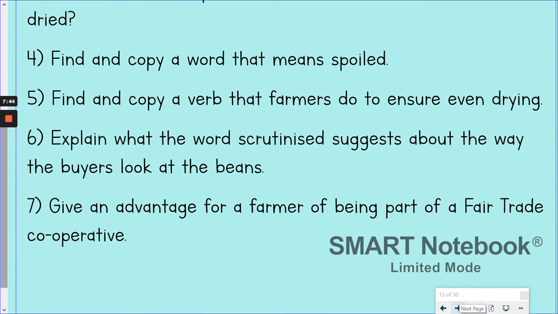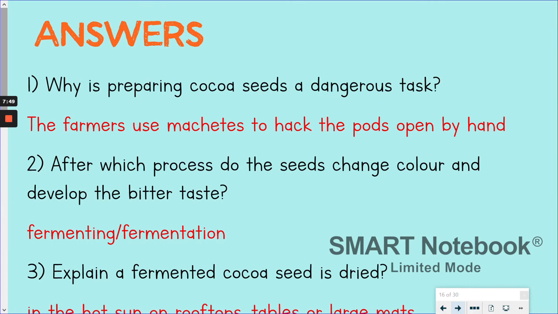Here come your answers today. Here come the answers. So we said that preparing cocoa seeds is a dangerous task because the farmers use machetes to hack the pods open by hand.